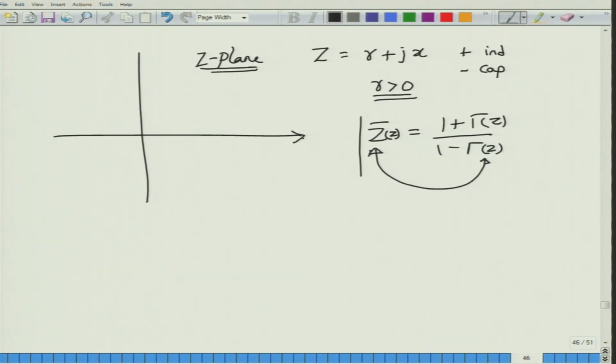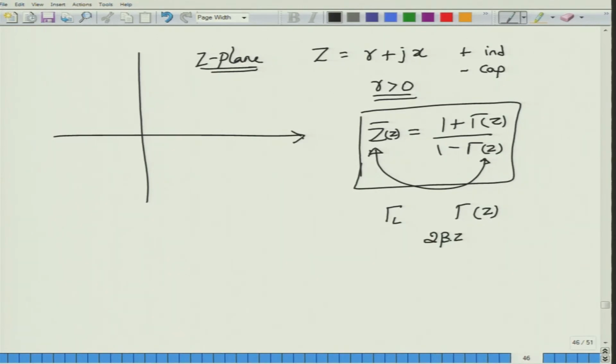So, this equation we know, and we also know that given gamma L, we can find out what is gamma of z at any point on the transmission line, because this simply involves moving by an angle of minus 2 beta z, or if I forget the sign, then you simply need to move by 2 beta z in the clockwise direction, okay. So, this relationship is actually a one-to-one relationship. Why? Because if I know gamma of z, I can find out the value of normalized impedance.